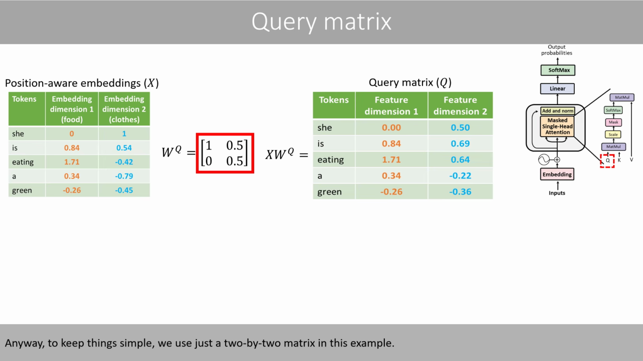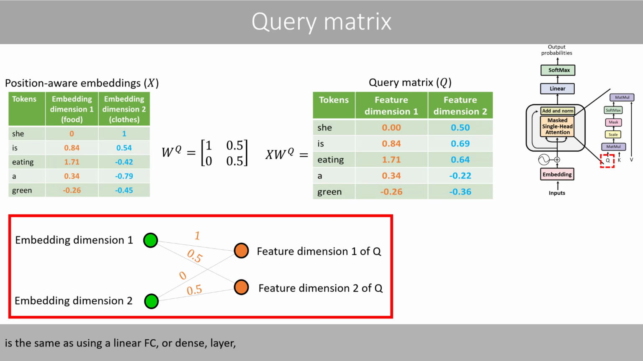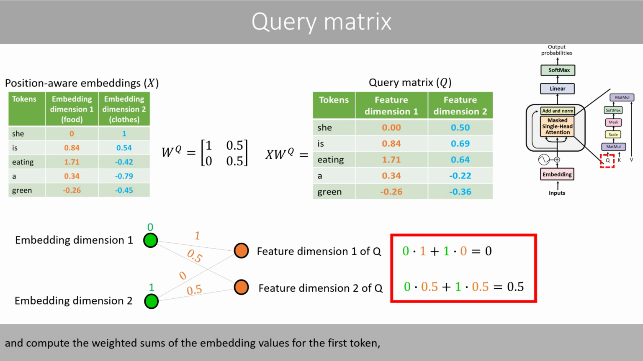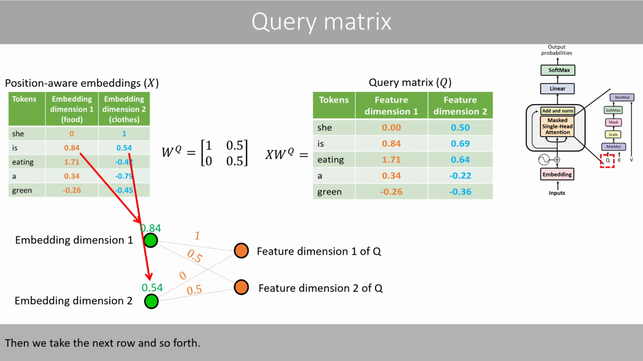Anyway, to keep things simple, we use just a 2x2 matrix in this example. Note that multiplying the Q-weight matrix by matrix X is the same as using a linear fully connected or dense layer with the following weights. If we plug in these two values here and compute the weighted sums of the embedding values for the first token, we'll get the values of the first row of the query matrix. Then we take the next row and so forth.